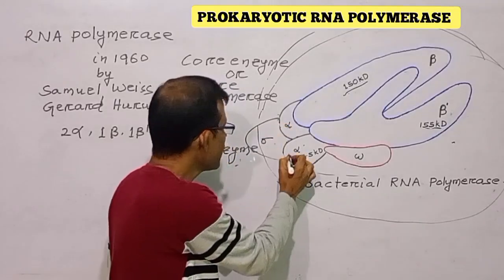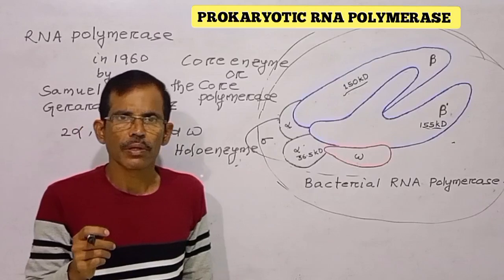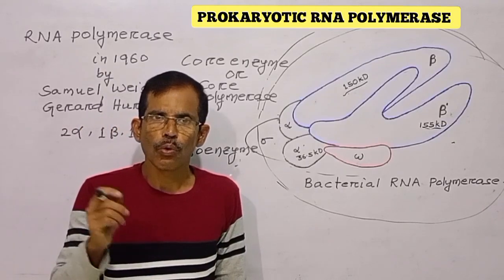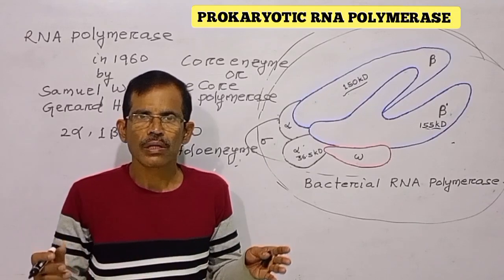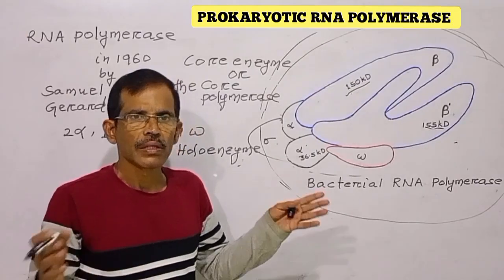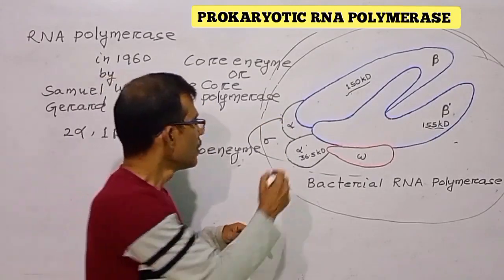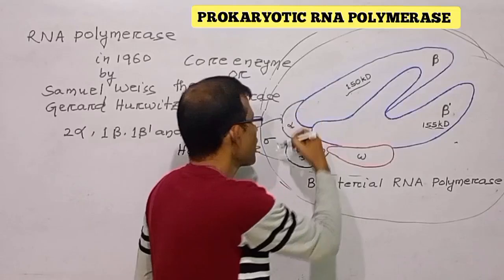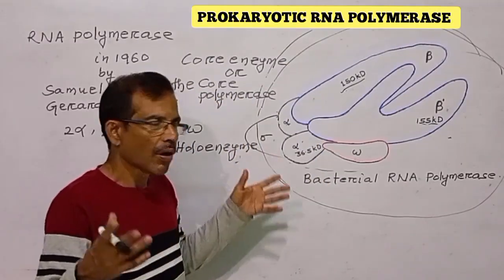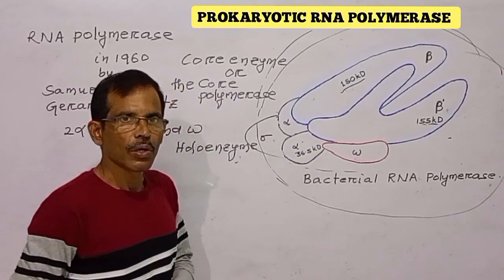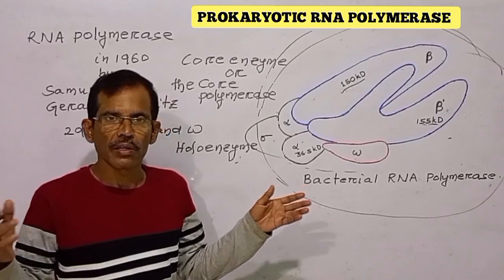Sigma factor mediates the binding of RNA polymerase to a given promoter. It is involved only in initiation and it has no role in elongation. After initiation, sigma factor is dissociated and then the core polymerase extends the RNA chain. The core polymerase forms a crab claw structure with an internal channel running along the full length.